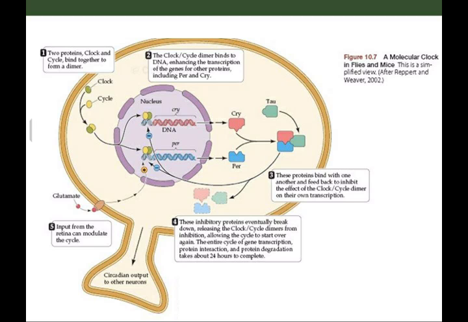And this entire cycle takes 24 hours, and it's also under the regulation of input from the retina. So for example, if you're jet lagging, there is something that resets your biological clock. Does that make sense? Okay, do we understand the molecular genetic basis, some of the proteins involved in this 24-hour cycle? So obviously anything wrong with any of these genes will affect your circadian rhythms.